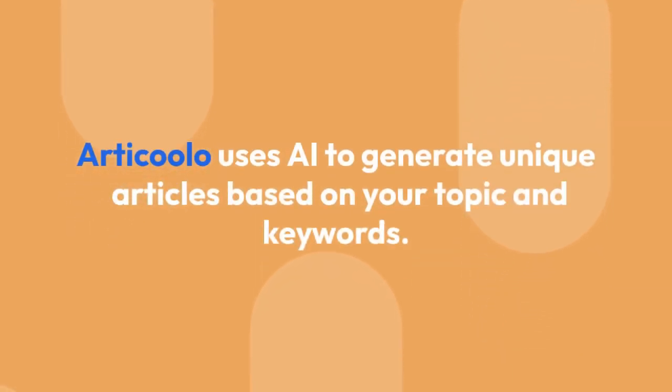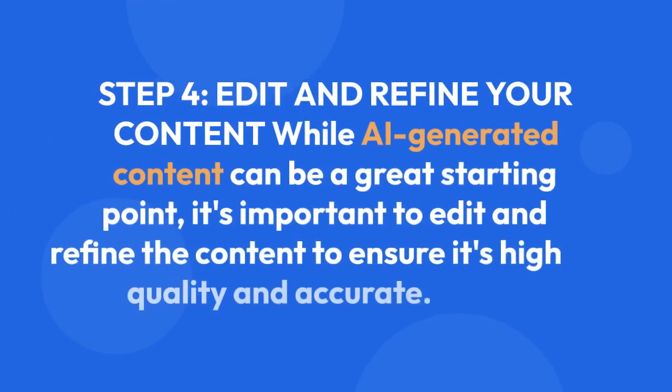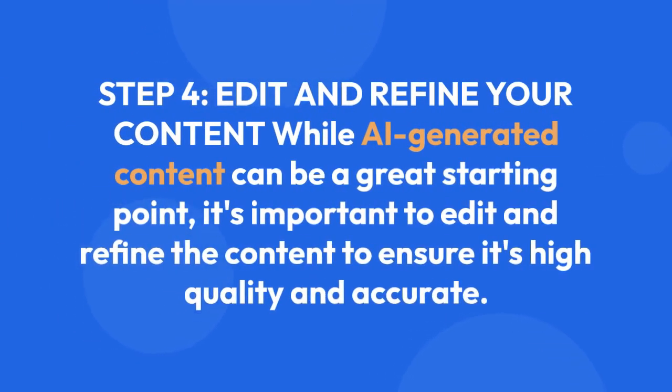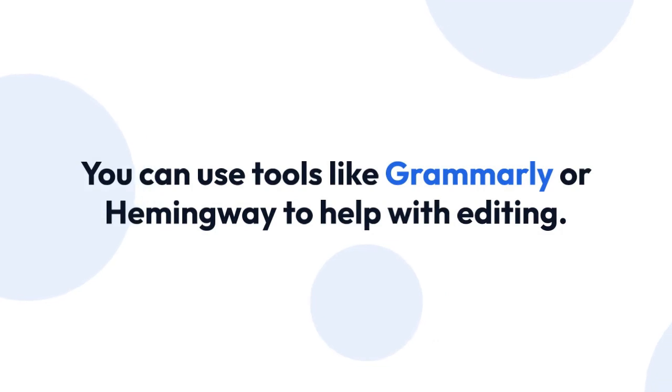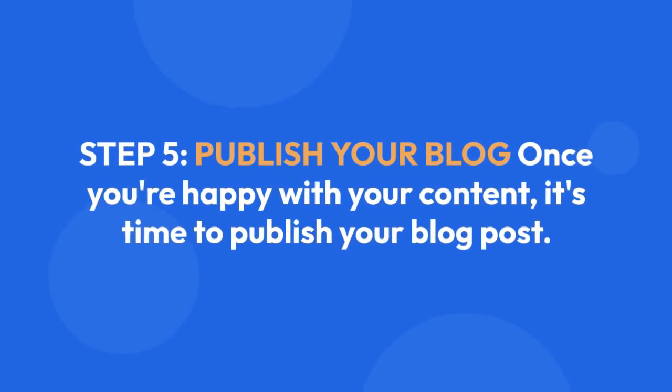Step 4. Edit and refine your content. While AI-generated content can be a great starting point, it's important to edit and refine the content to ensure it's high quality and accurate. You can use tools like Grammarly or Hemingway to help with editing.